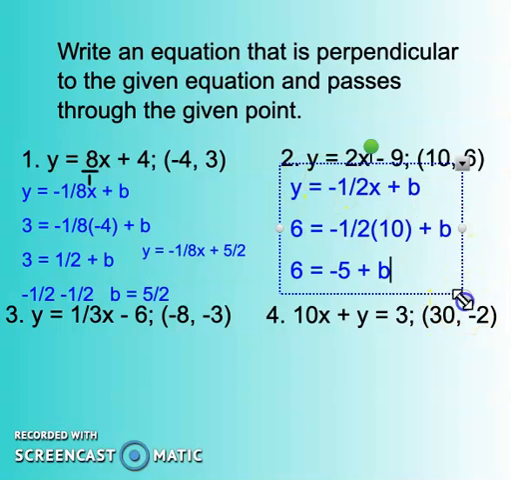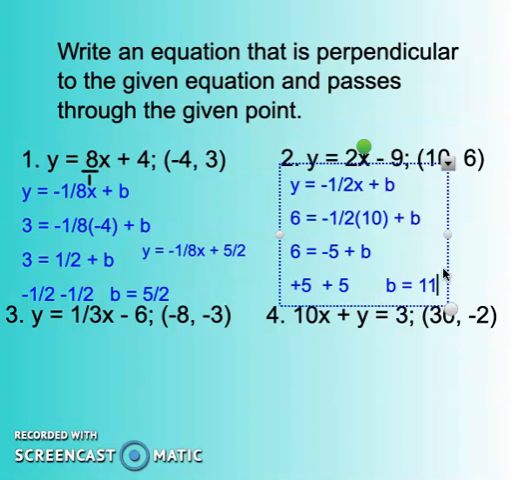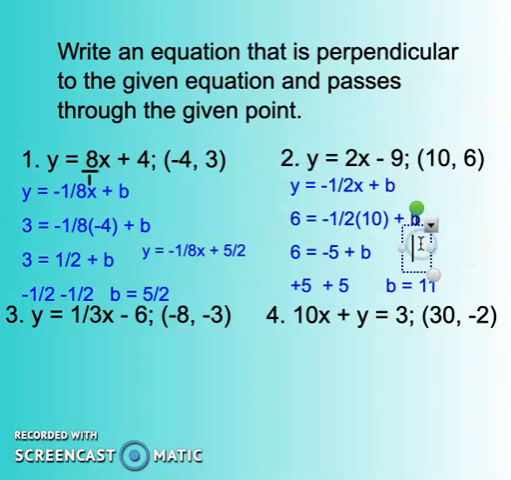And so now I need to solve this. Negative 5 plus what is 6? Well, do the opposite, plus 5. And so that means b is equal to 11. So my final equation is y equals negative 1/2 x. Let me make this a little bit smaller. X plus 11.